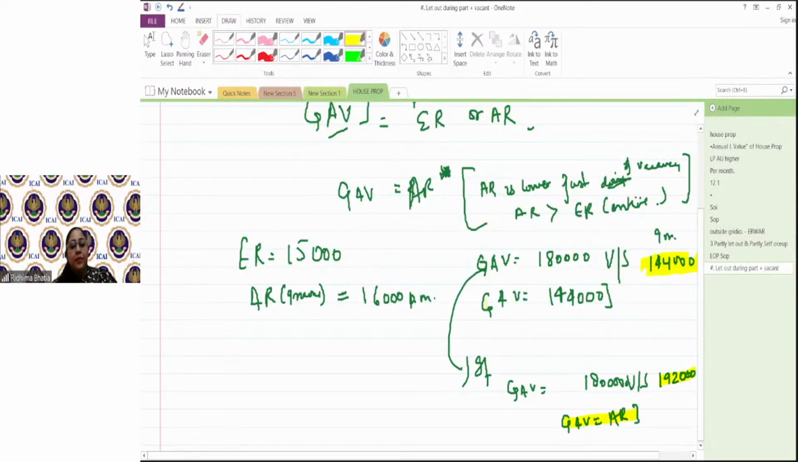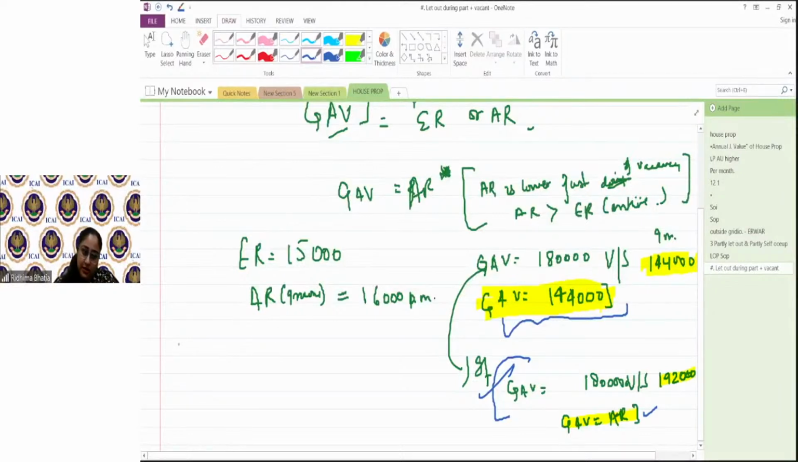So the Income Tax Act says if the property is let out during the year and it is vacant for part of the year, you can take your actual rent as your gross annual value, provided that had the property been given on rent for the entire year, the actual rent would only have been the gross annual value. Only then can you take GAV as the actual rent in this case, for the 9 months.